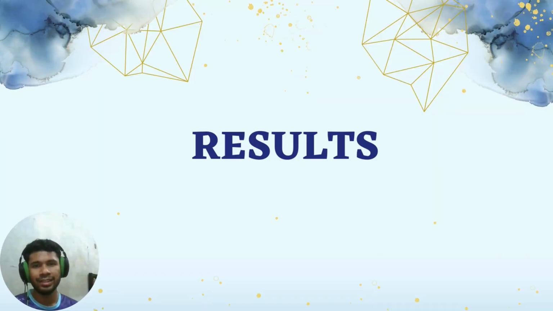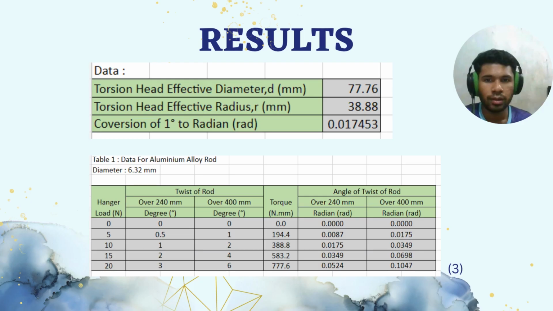Okay, let's see all the results that we get from this experiment. The data that we use in this experiment is torsion head effective diameter D equal to 77.79 millimeter. Next, torsion head effective radius R is equal to 38.88 millimeter. Conversion of 1 degree to radian is equal to 0.017453. Table 1 is the data for aluminum alloy rod.